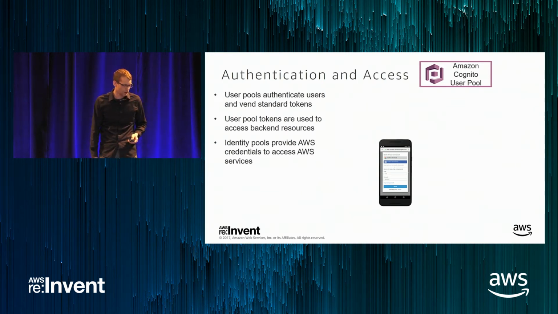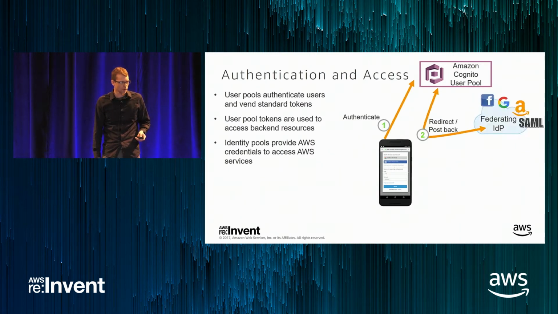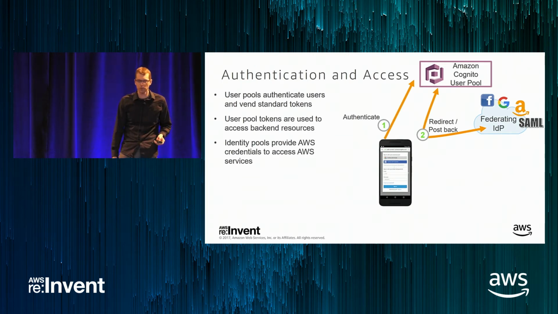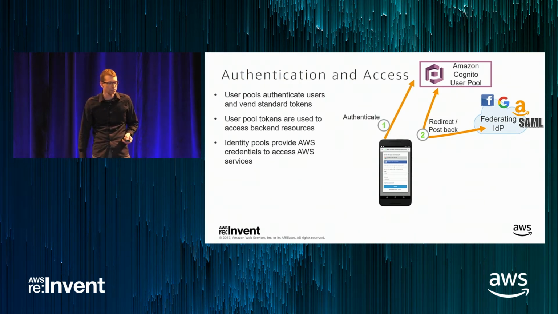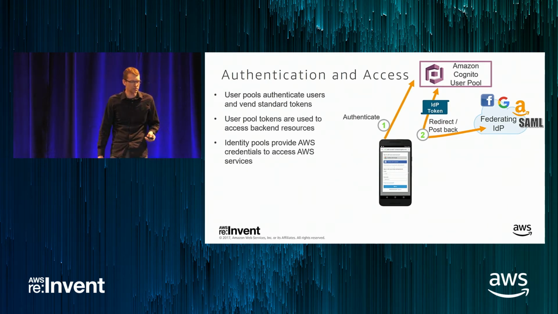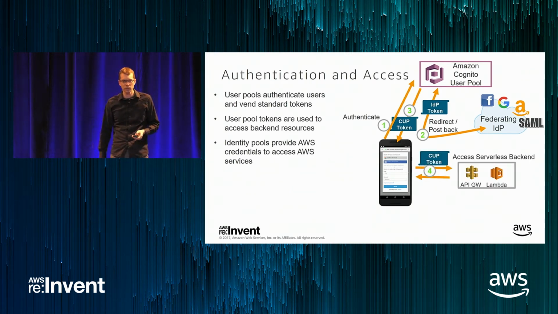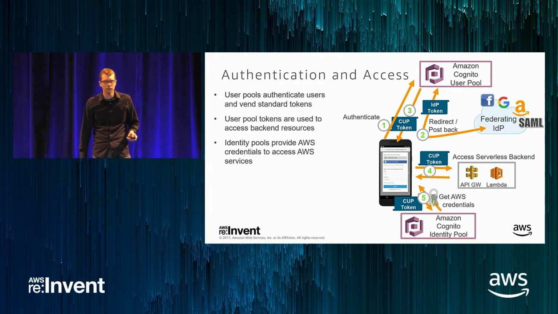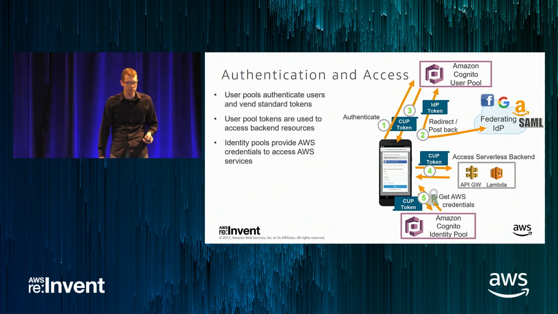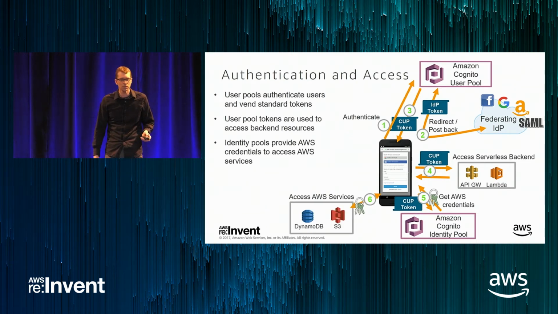And I have a quick thing here that shows you how you do that. So your first step is to authenticate against Cognito user pools. User pools will do a bunch of redirects if you're federating in against the identity provider to prompt your end user to log in. With the token that comes back from that identity provider, we will create a user profile and then exchange it for this very general Cognito user pool token, which we return back to your app. With that token, you can then talk to your serverless backend. And if you so desire, you can exchange that token for AWS credentials with Cognito identity pools, and then directly access AWS resources from your app.